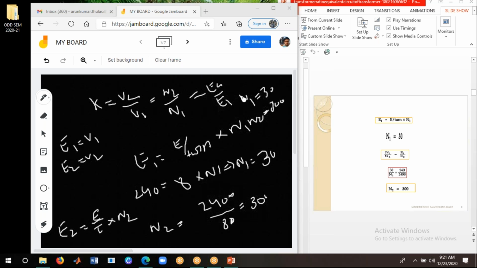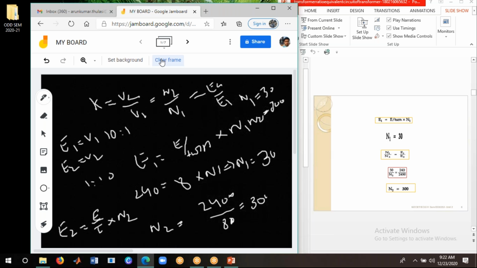So here we know the values of N1 and N2. Then what is the value of the transformation ratio? Right, 10, because 300 divided by 30. So the transformation ratio is 10 is to 1. So 10 is to 1 means it is a step down transformer. If it is 1 is to 10, then we can call it a step up transformer. So our first problem is over.